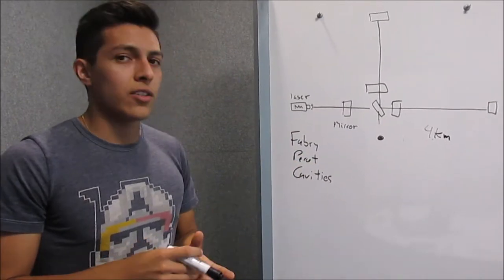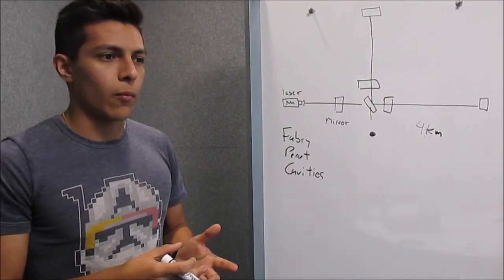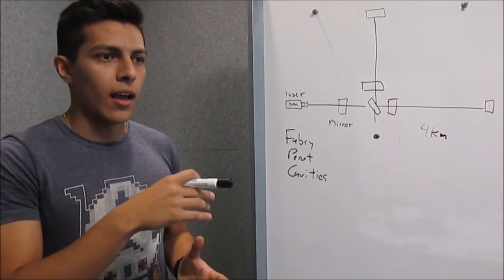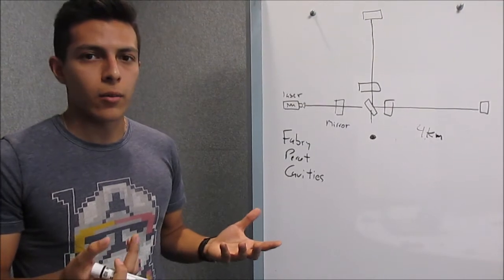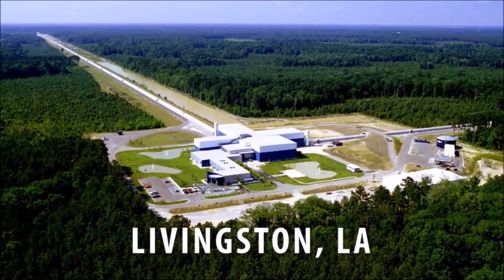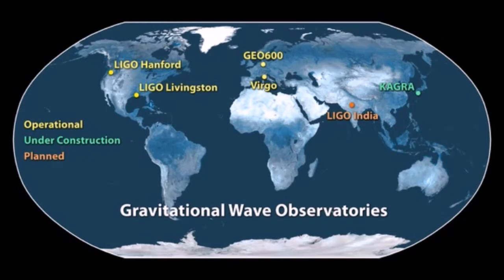And that amplification in power affects the resolution. We have a better resolution of the image, and thus we can better detect the little disturbances that a gravitational wave represents. There are two LIGO detectors, one in Livingston and one in Hanford. However, there are also other observatories in the world, such as Virgo in Italy and GEO 600 in Germany.